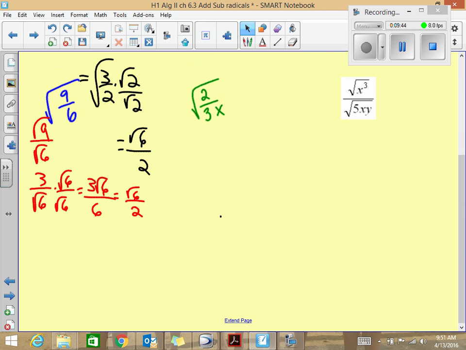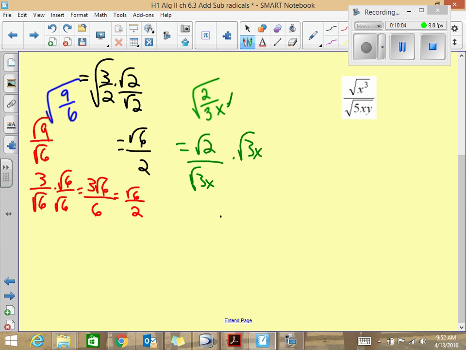So it even works with variables. Again, if I think about this as radical 2 over radical 3x, I can't do anything with the radical 2 or the radical 3x. So what do I do to clean it up? Multiply by radical 3x, top and bottom.